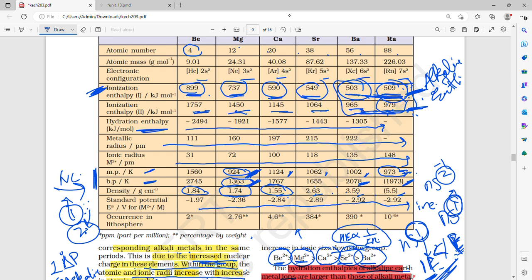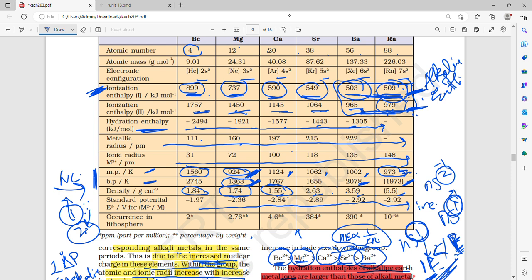Then hydration enthalpy considerably decreases as we go down the group because the atomic and ionic radii increase. Metallic radii increase as we go down the group, and ionic radii also increase. Now melting point and boiling point are not going to be uniform. For beryllium they are very high, but for magnesium they are low. So magnesium has a lower melting point and boiling point than beryllium.